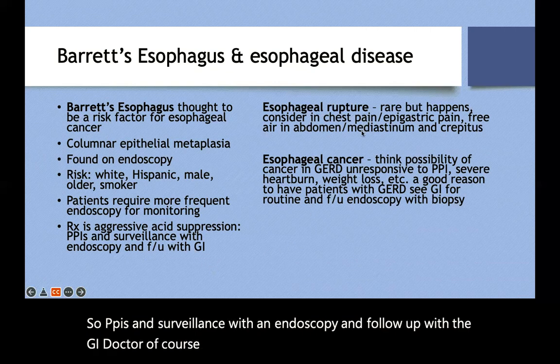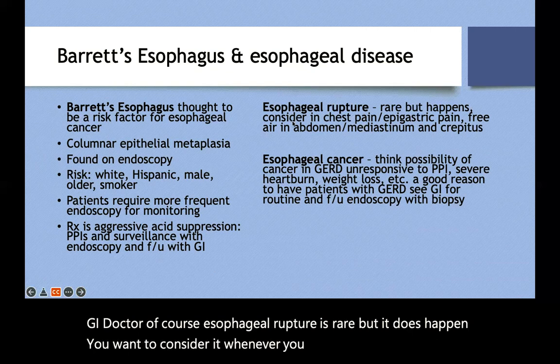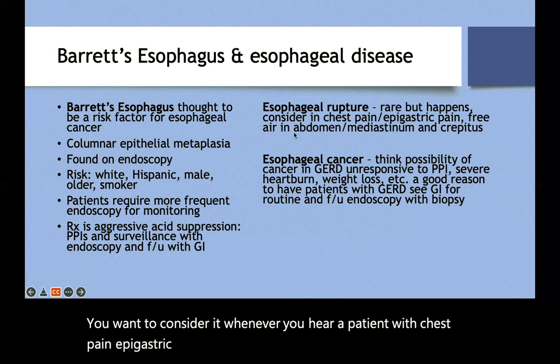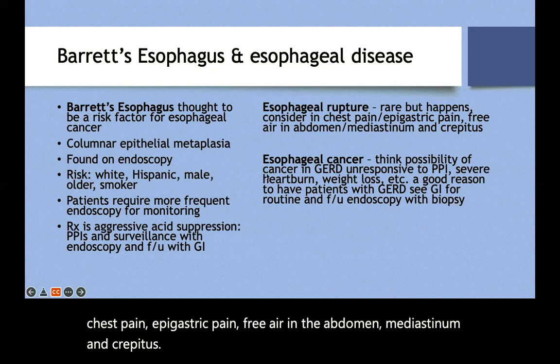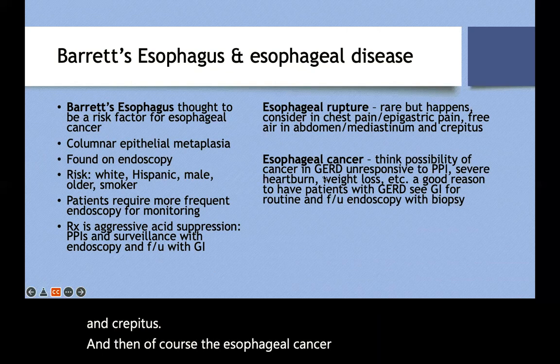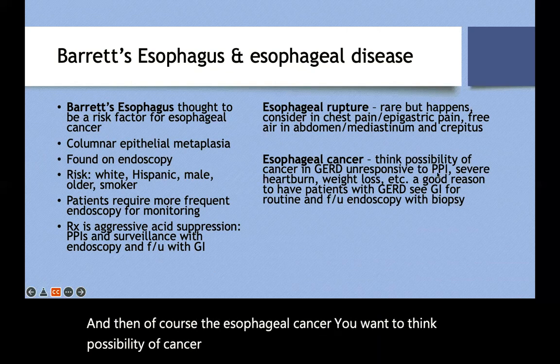Esophageal rupture is rare, but it does happen. You want to consider it whenever you hear a patient with chest pain, epigastric pain, free air in the abdomen, mediastinum, and crepitus. And then, of course, esophageal cancer. You want to think of the possibility of cancer in GERD unresponsive to PPI.